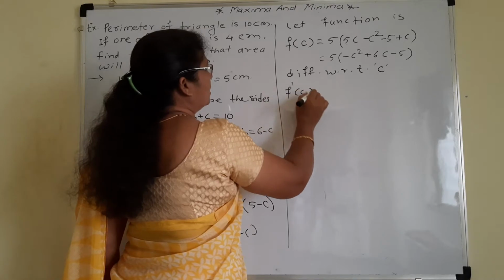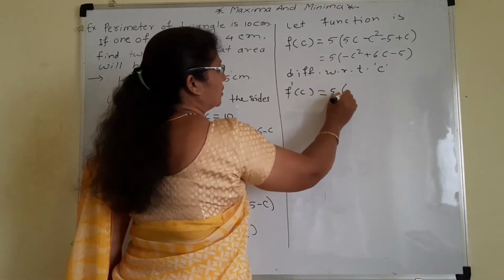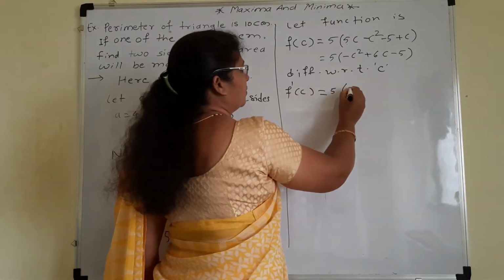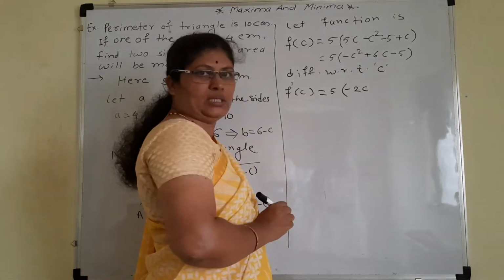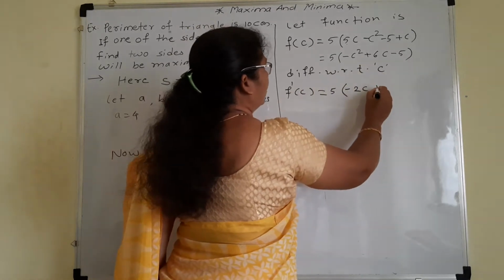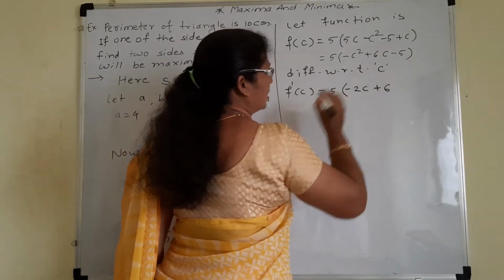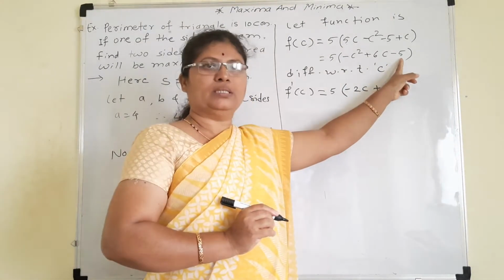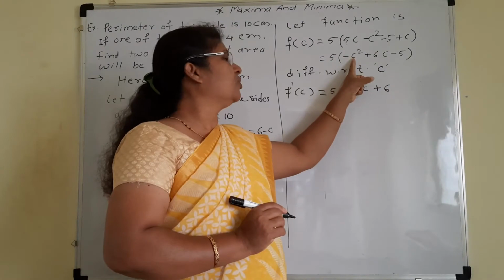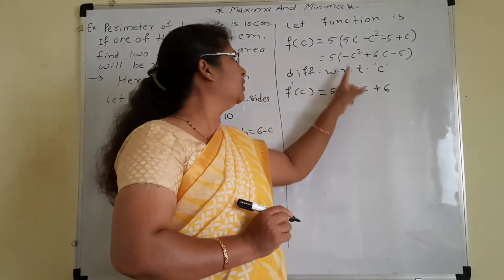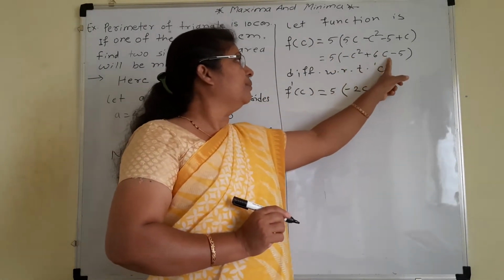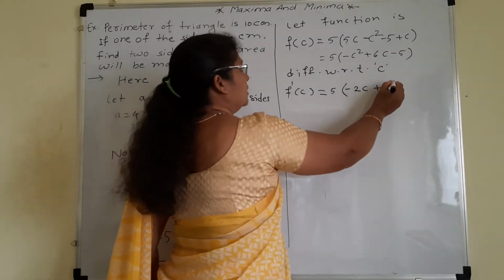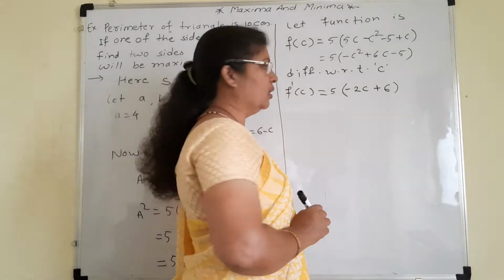F dash of c is equal to 5 constant into bracket, the derivative of minus c square, that is minus 2 times c, plus the derivative of 6c, which is only 6, right? And the derivative of 5, which is a constant, will be 0. So the derivative of c square with respect to c is 2c, and this minus sign is carried. The derivative of 6 times c with respect to c is equal to 6 only. This is the first order derivative.